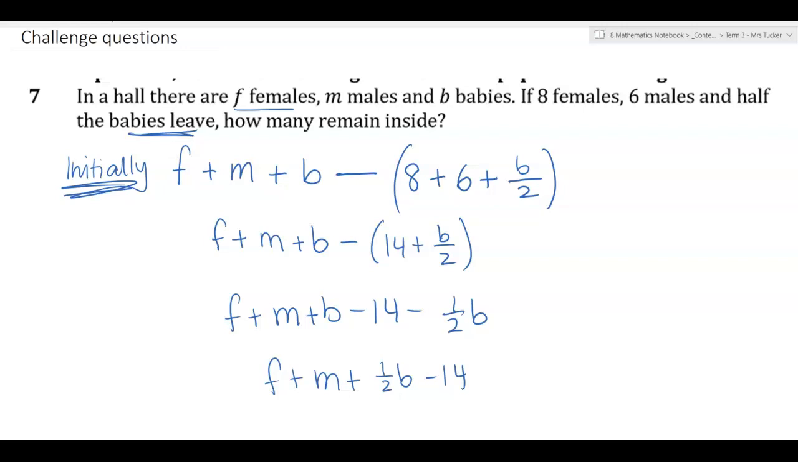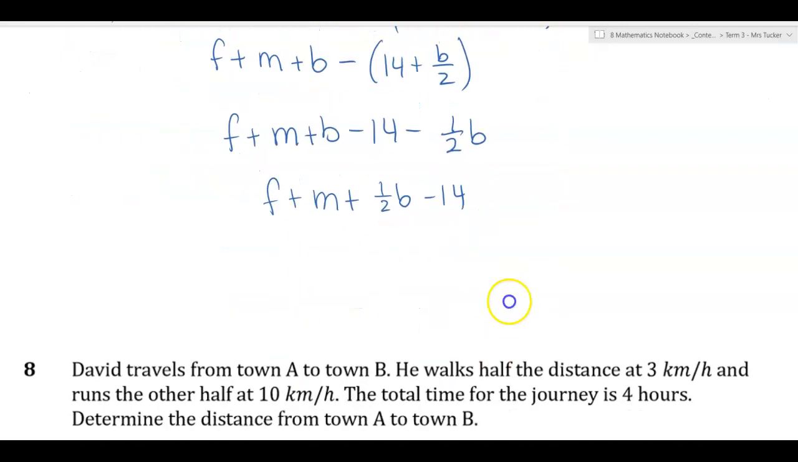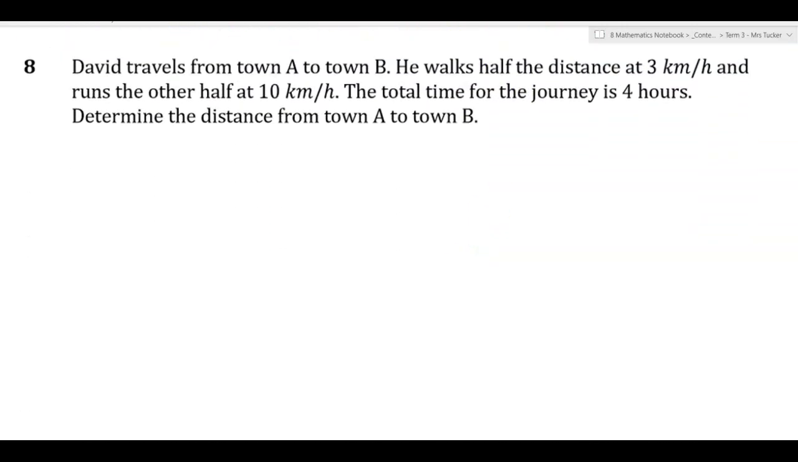No. No, it said F females, M males, B babies. Are they 2 or 3? Perfect. All right. I like 2 or 3. We don't grade those ones though.